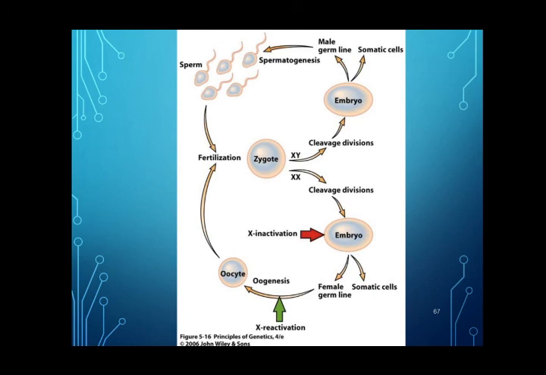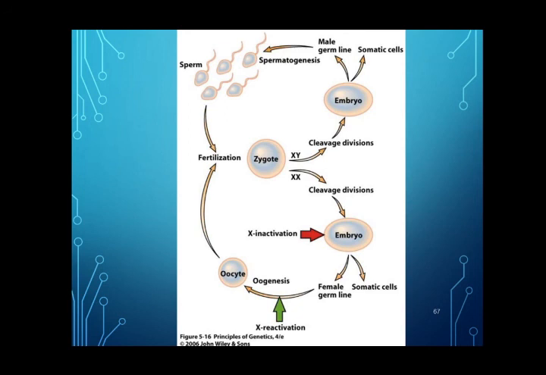Okay, the zygote will form XY or XX. If the zygote becomes XY, it becomes an embryo, and then the cycle starts over. But if the zygote is XX, the embryo will undergo X inactivation. So some of them will become somatic cells, some of them will become the germline. But during oogenesis, the X is reactivated to create an oocyte, because you want all of your chromosomes to be accounted for.